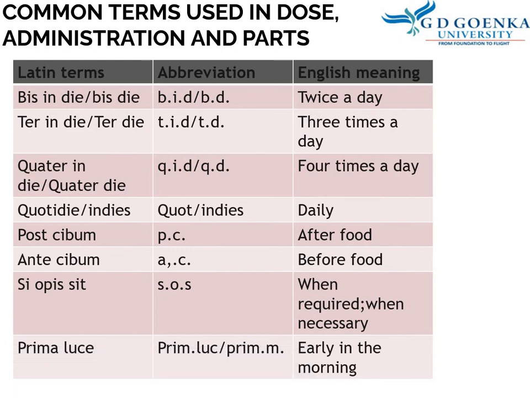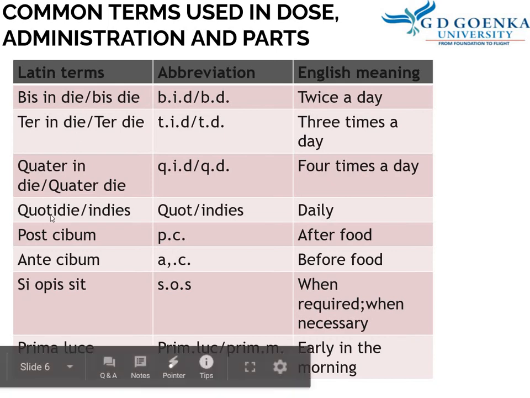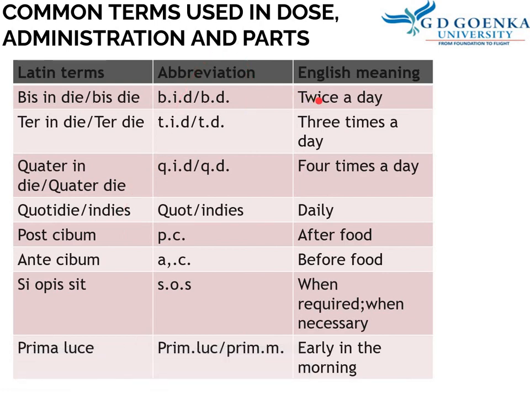Prescriptions contain some common terms that are used. These are all Latin terms along with their abbreviations. Some of the important ones have been covered here. BID is the abbreviation for bis in die. BID is the same as BD, which is also known as bis in die or bis die. This in English means twice a day.